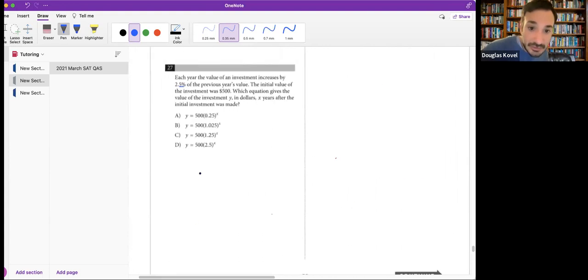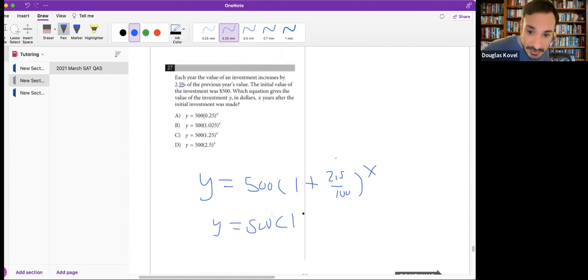So A is my original value, which is my 500, and every choice does that. And then I'm going to have my 1 plus, and my percent change is 2.5. So I'm going to do 2.5 over 100 to the x. And it ends up being 1 plus 0.025 to the x. And then finally, we end up with y is equal to 500 times 1.025 to the x. So choice B is correct. And that's a really important formula to know.